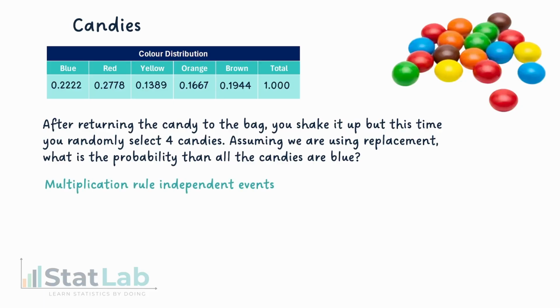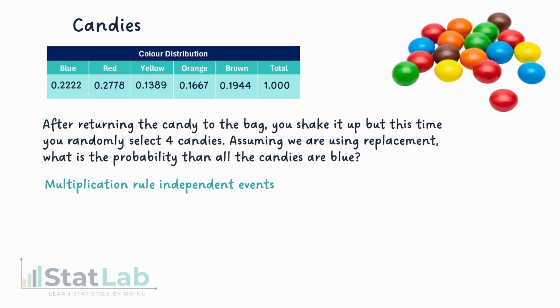So for this, we use something called the multiplication rule for independent events. As long as we put that first candy back in before we select the second one, they're independent events. Now, if we had a huge sample of like thousands of candies, it wouldn't matter so much to pull out 4 candies. But we only have 36 candies, so obviously pulling out 4 would actually affect the distribution, which is why it's important that we put it back in.